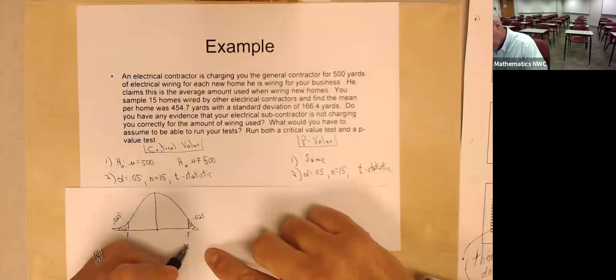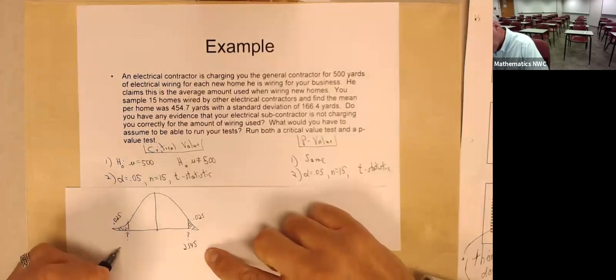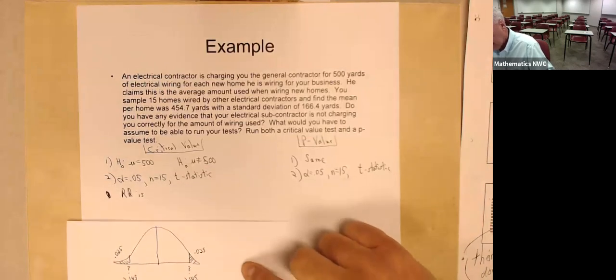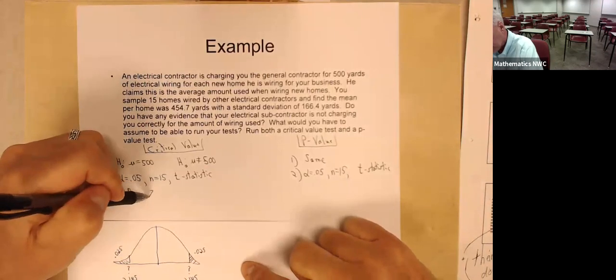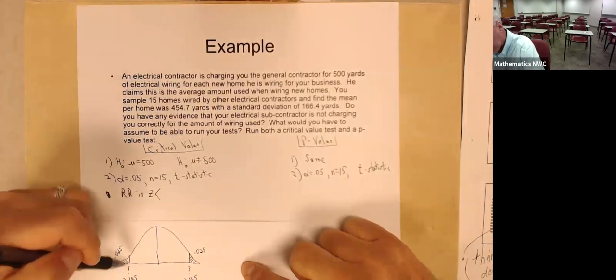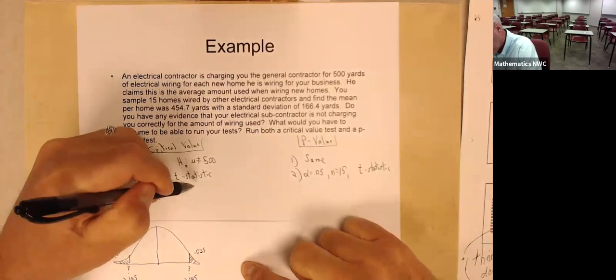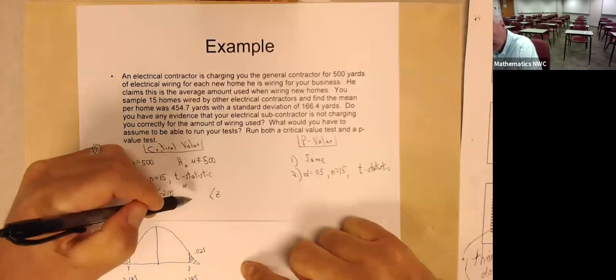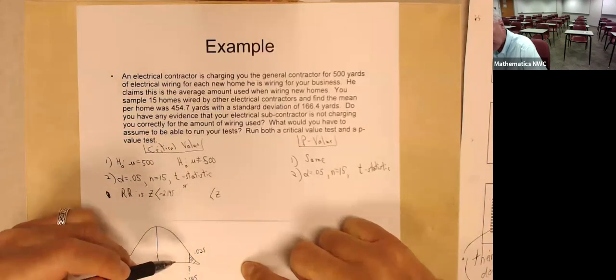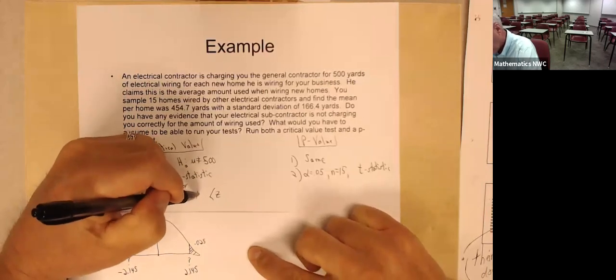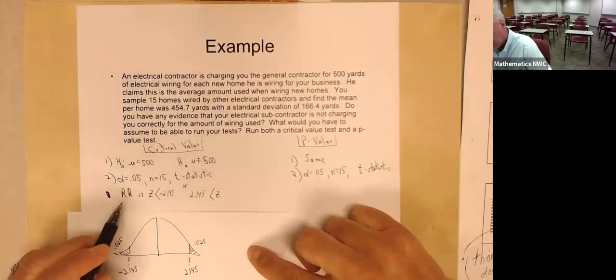Those t-scores: one's positive, one's negative. Those are my lines in the sand. So I need to say one rejection region is to the left of this. Z has to be less than the negative 2.145, or Z has to be greater than the positive 2.145. That's my rejection region.